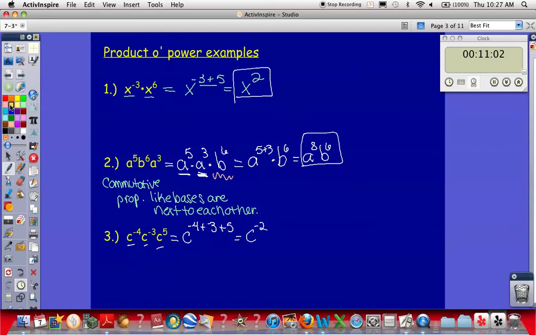But stop! What do you need to do? You're not simplified completely. You cannot leave negative exponents. No negative exponents. So we simply have to take this and write it as 1 over c to the positive 2. You always have to simplify it completely.